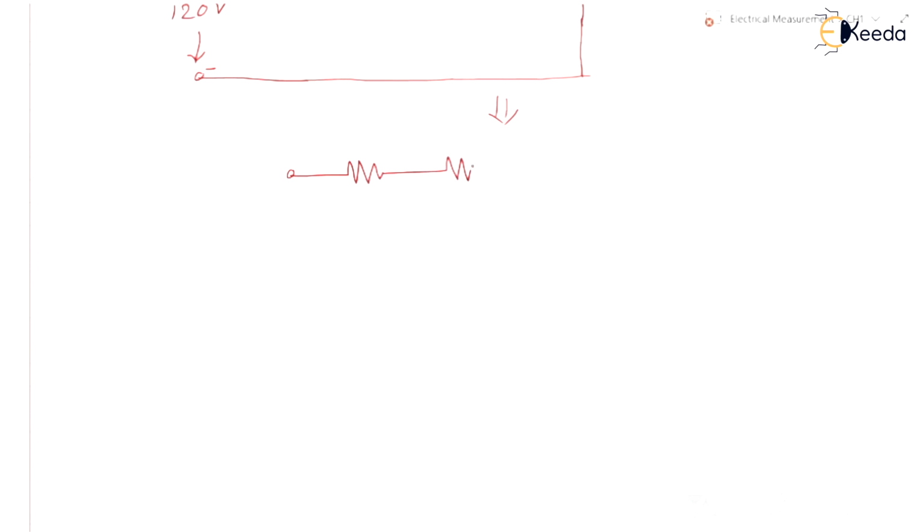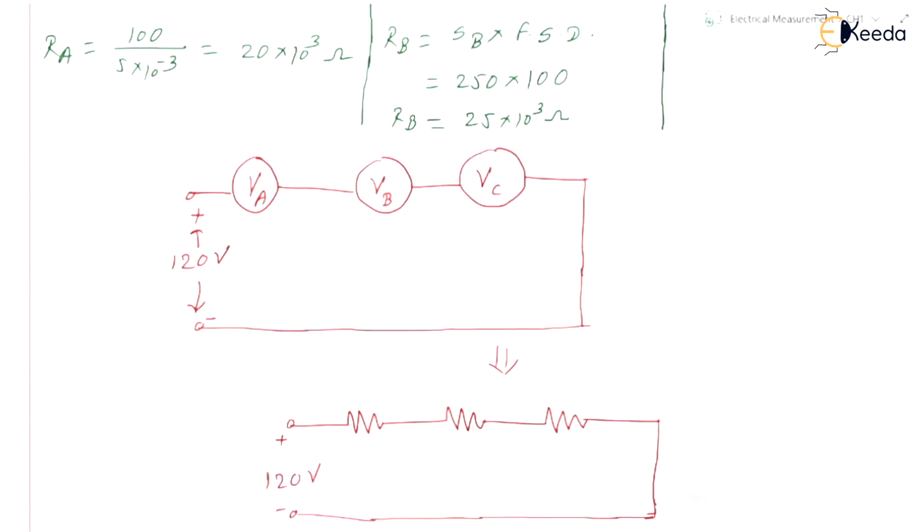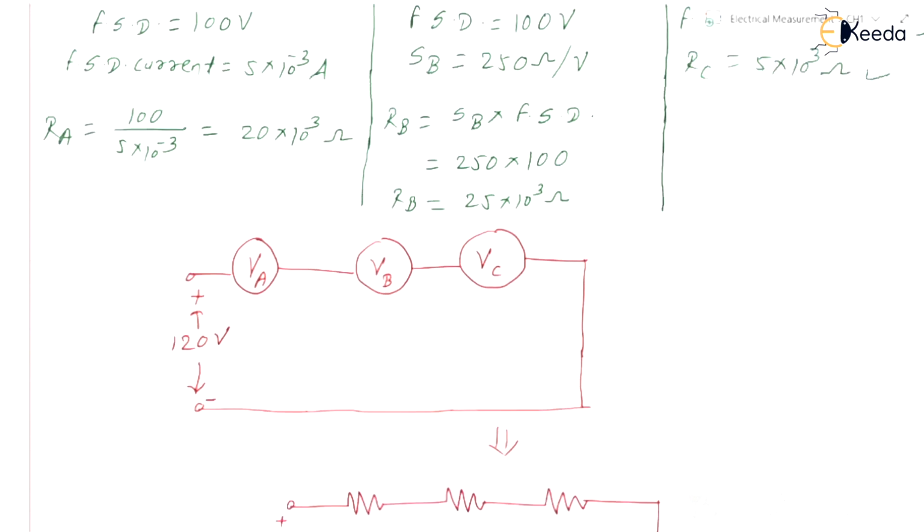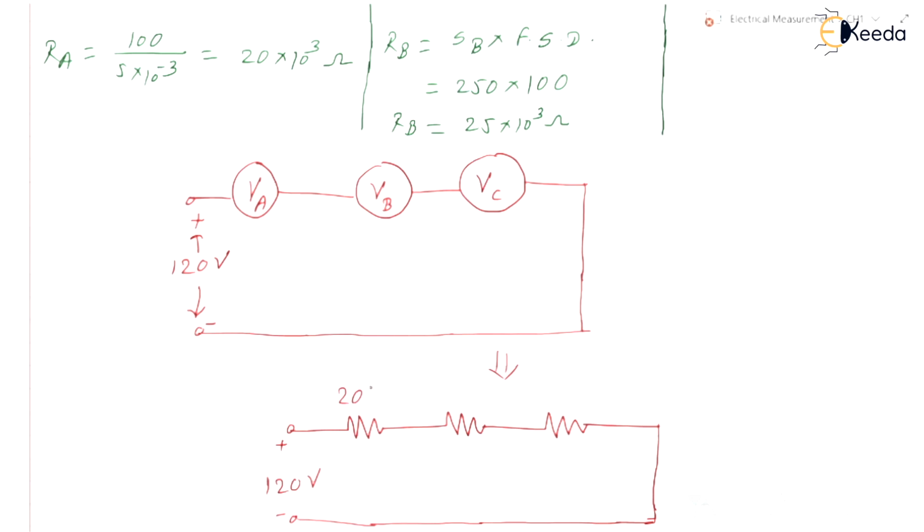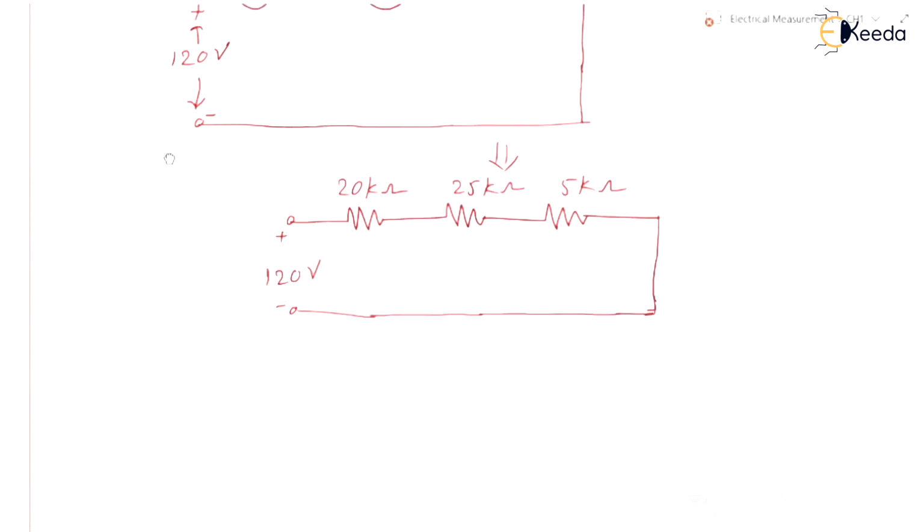RA, RB, and RC, and across them the available voltage is 120 volt. Right, this voltage is 120 volt. Okay, and resistors are first 20k, second 25k, and third 5k. Okay, so 20 kilo ohm, 25 kilo ohm, and 5 kilo ohm. Okay, now our task is to find the readings of each voltmeter.